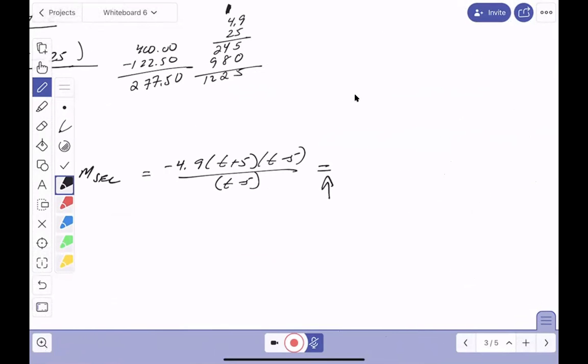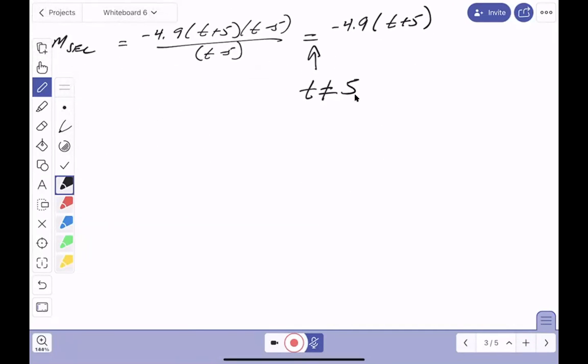I'm going to write this down. T is not 5. If that's not 5, what's this going to be? Minus 4.9 times T plus 5. All right. What are we going to do now? I want to get close to 5. So let me put this down for you. This will be the number 5. This will be from the left. This will be from the right.